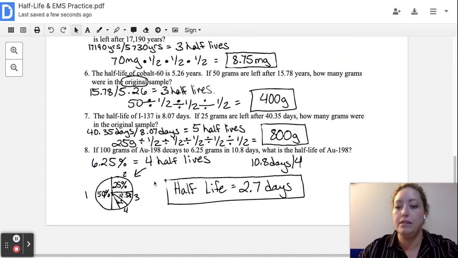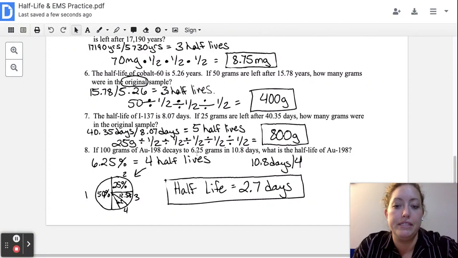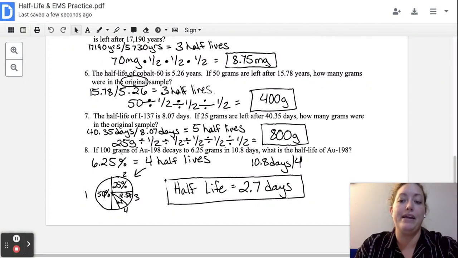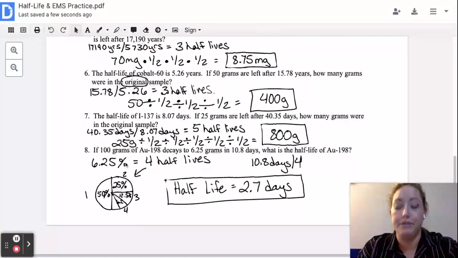So this one says we have 100 grams of gold 198 that decays to 6.25 grams in 10.8 days. What is the half-life? So if we have 6.25 grams out of 100 grams to start, that would have been 6.25%. So you can figure out your percentage, figure out how many half-lives that is. So I went back to the pie pieces here.